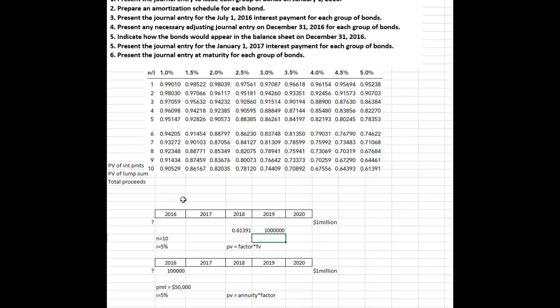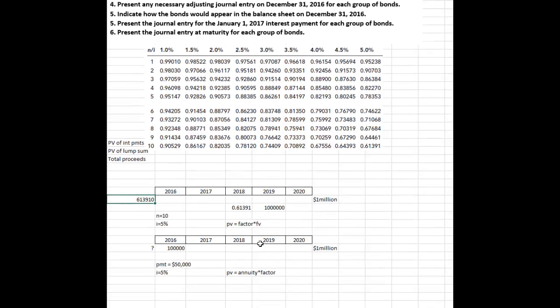So the present value of this portion of the contract is no longer a question mark. It's the factor times the future values. So they'll give us $613,910 today if we give them $1 million 5 years from now. But we've guaranteed them more than that in this contract.